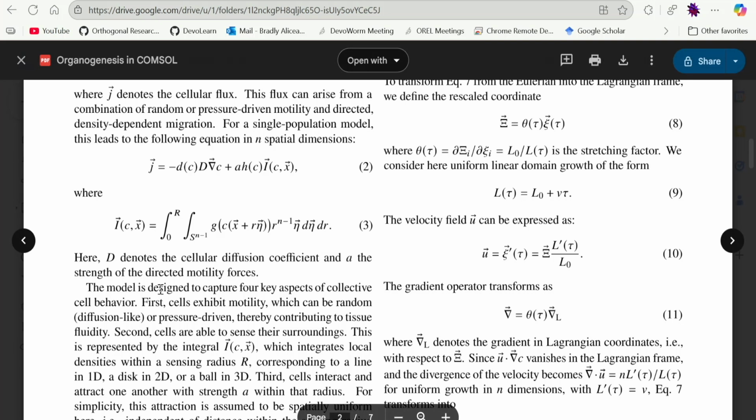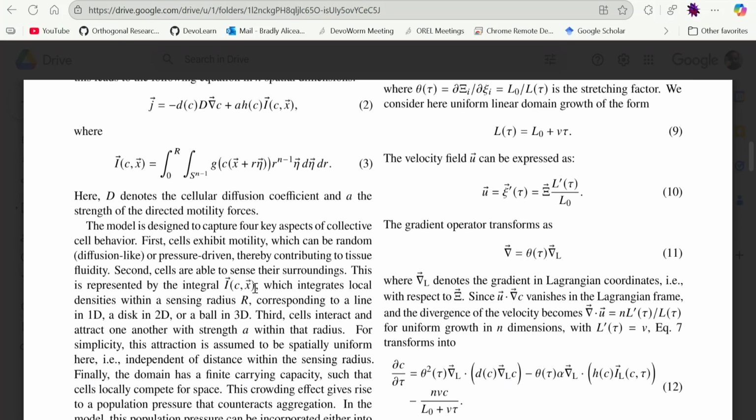Okay, the model is designed to capture four key aspects of collective cell behavior. So the first is that cells exhibit motility, which can be diffusion-like or random or pressure-driven, thereby contributing to tissue fluidity. So you have these cells that are migrating. It's nominally random, although it can be directed by certain processes, sub-processes, and it contributes to the fluidity of tissue. So tissue is not solid, it's always moving around.